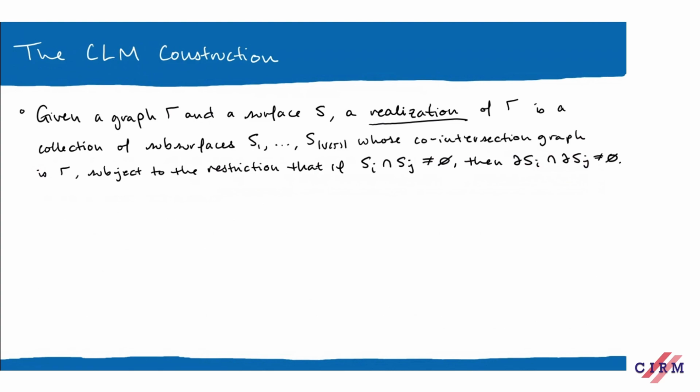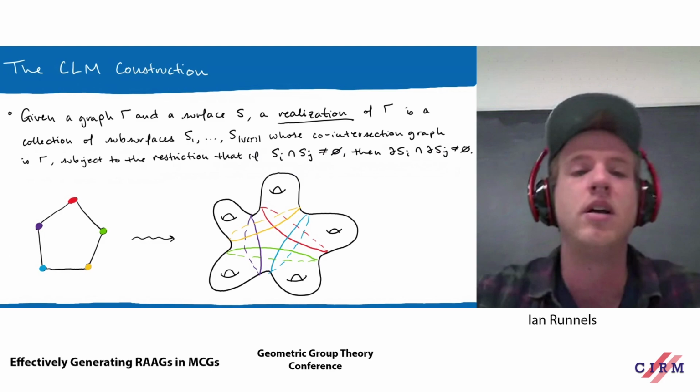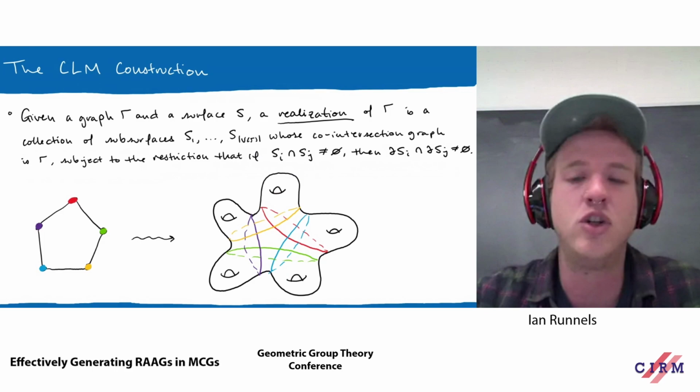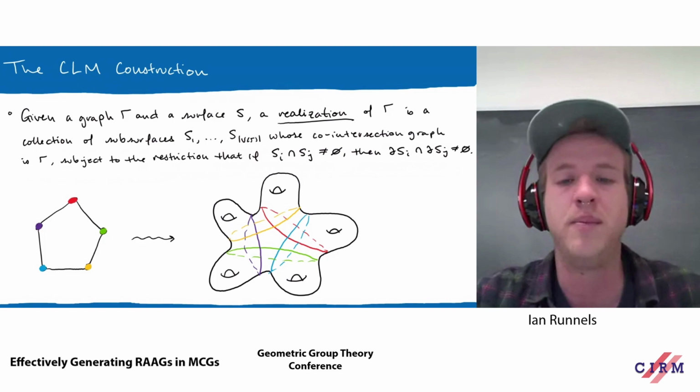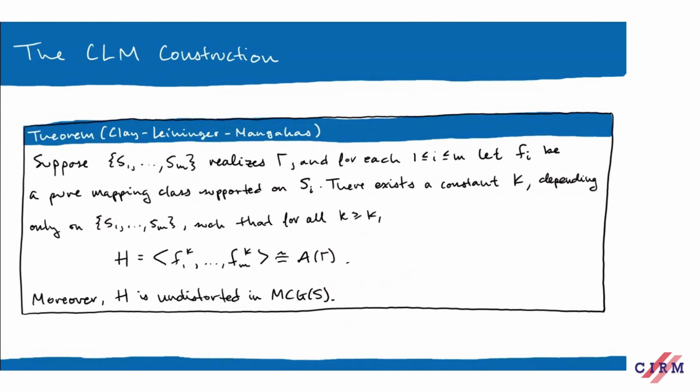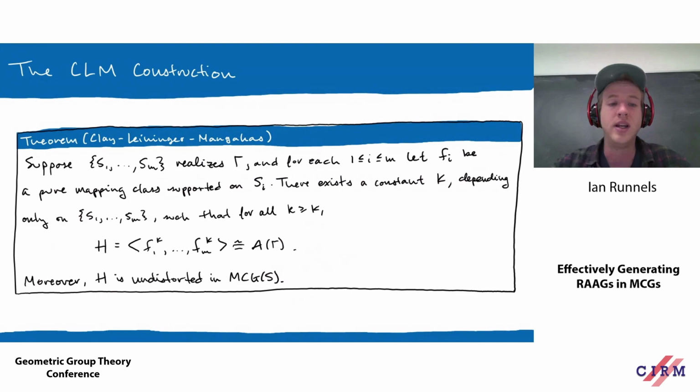It's a little restrictive, but here's a visual for how to think about this. I have this pentagon graph, and this surface of genus 5 on the right. If I take as my subsurfaces these genus 2 subsurfaces with one boundary component whose boundary curves are colored appropriately, then this is going to be a realization of the pentagon. I could also just take the curves that I've drawn on the surface and not think of them as boundary curves, but just as the curves themselves. And this is also a realization. The theorem that Clay, Leininger, and Mangahas prove is that if I have this realization, then there exists an explicit constant depending on the topology of these subsurfaces and how they intersect, such that all sufficiently large powers generate the expected right-angled Artin group. Moreover, they show that after possibly increasing the powers a little bit in a controlled way, the subgroup is actually undistorted in the mapping class group.